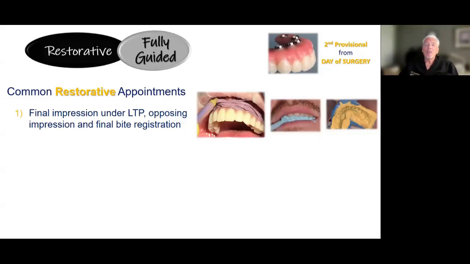So what you're seeing here is patient comes in, you would take a medium light body PVS, you syringe all the way around, capture a transition line, get a nice bead, palatally or lingually you go around and do the same thing. That's going to be your impression. Then you could take a bite register. Always get a new bite registration because sometimes things have changed over the few months, and get a new opposing.